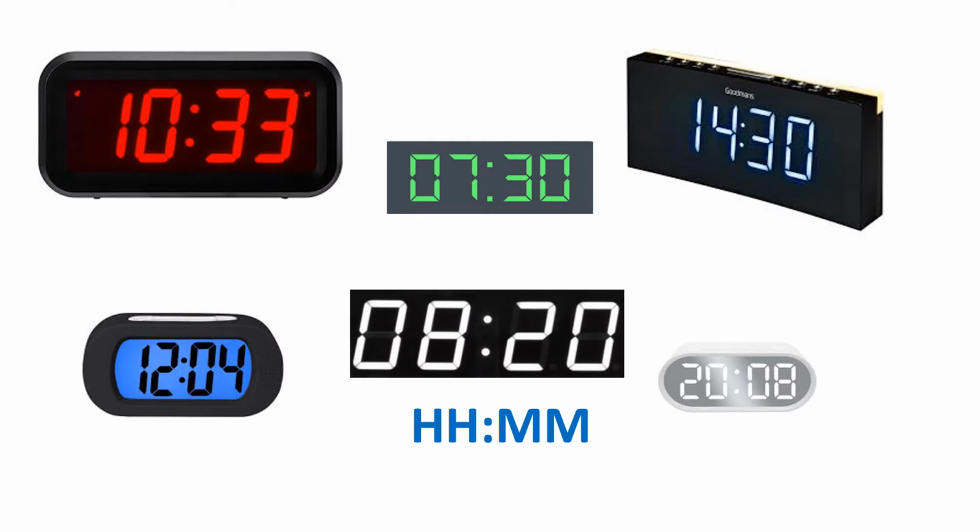With digital clocks, these ones are all in 24-hour. You can tell because they have two numbers for the hour and obviously two numbers for the minutes. For example, 0730, we know this is 24-hour because it's got the 07. If it was a 12-hour digital time, it would be 7:30 or it would be 8:20. But we know it's 24-hour because it's 08:20. So we have HH, hour, minute.